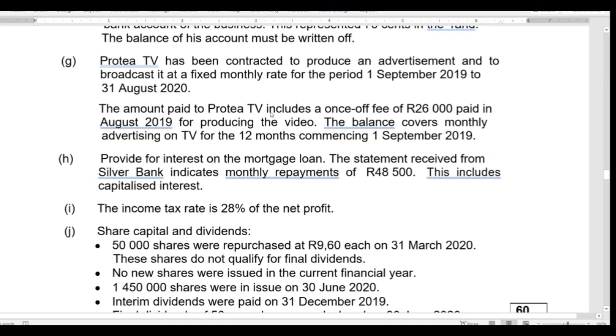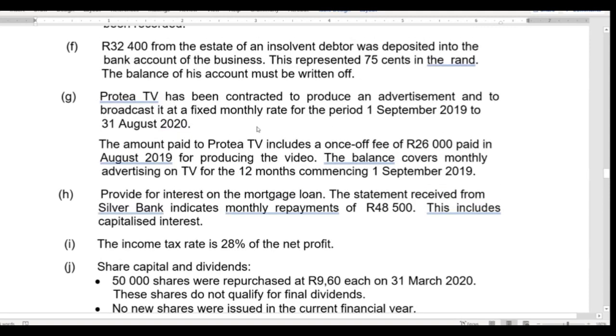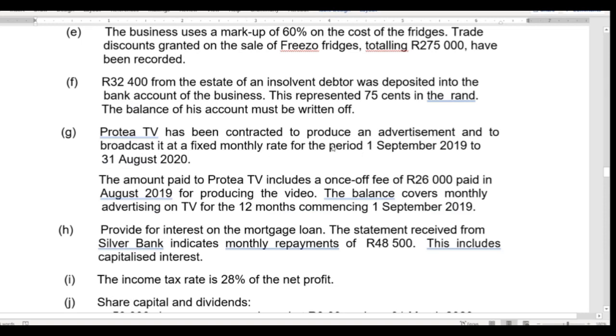The amount paid to Protea includes a once-off payment of $26,000 paid in August 2019 for producing the video. The balance covers the 12 monthly fee. Okay, remember they talk about a fixed monthly fee here. So the balance after the 26 talks about a 12 monthly fee. Firstly, work out what the monthly fee is. I'm not going to work it out for you. I want you to, and I'm going to give you 2 minutes. Let me give you a minute. Work out what the monthly fee is from September to August, which is 12 months, knowing that a once-off amount was paid. So don't work out the prepaid expense, just work out the monthly fee for me, please.